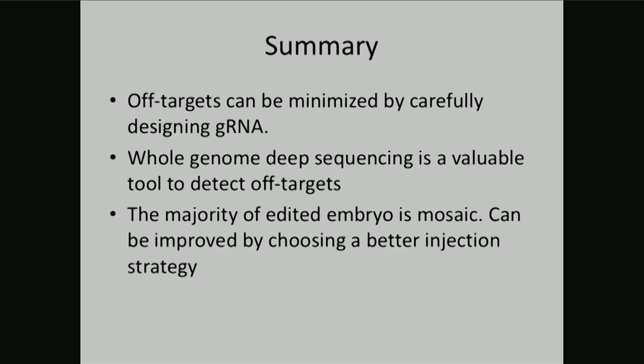All right, so putting the data together, off-targets could be minimized by carefully designing the guide RNA, and whole genome sequencing is a very valuable tool to detect off-targets. And the majority of embryos are mosaic.